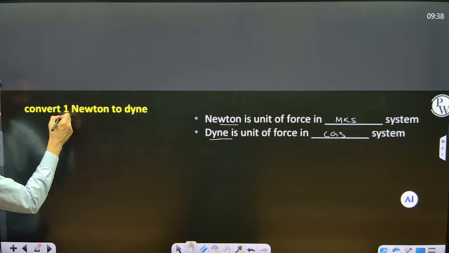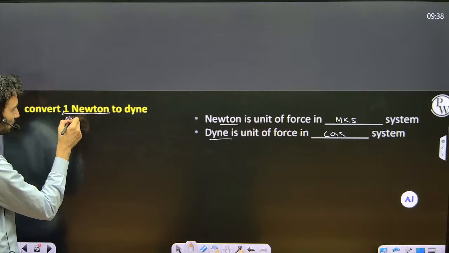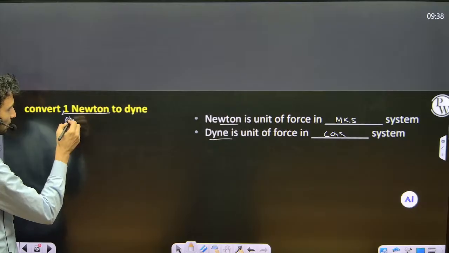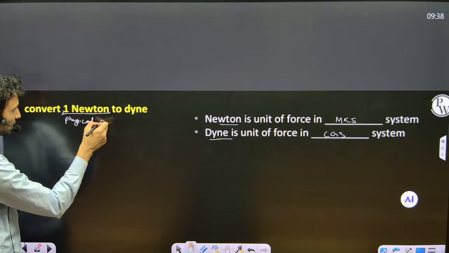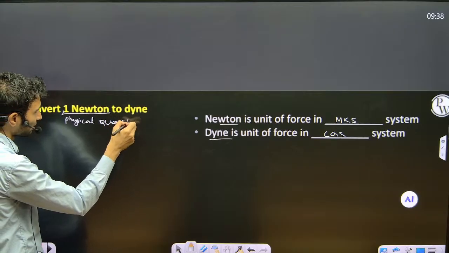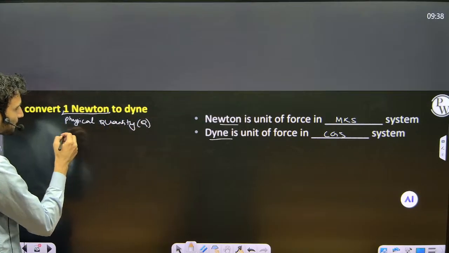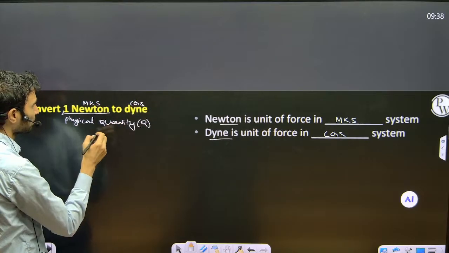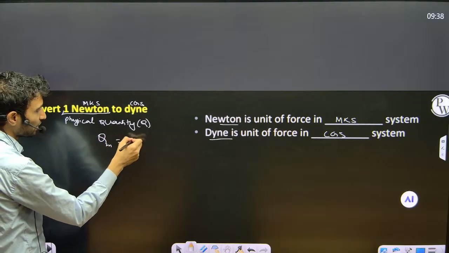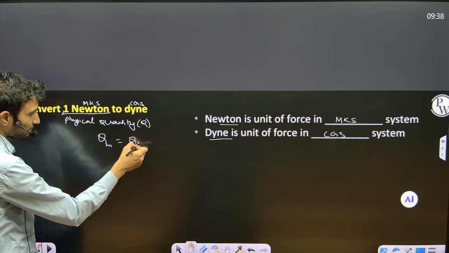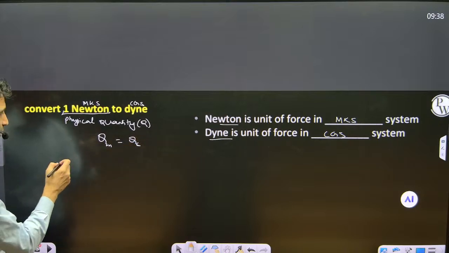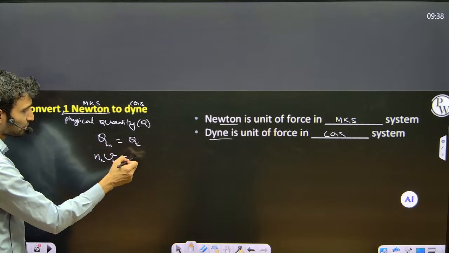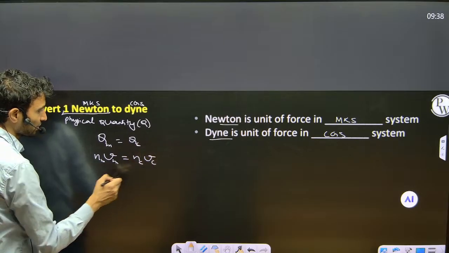So 1 Newton is a physical quantity. Let's say Q, and it is written in MKS, and you have to convert it into dyne, meaning CGS. So Q written in MKS and Q written in CGS are going to be the same. I have told you already. And Q can be written as what? N into U. That means N into U written in MKS is equal to N into U written in CGS.